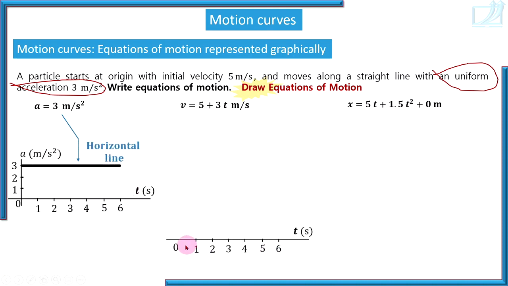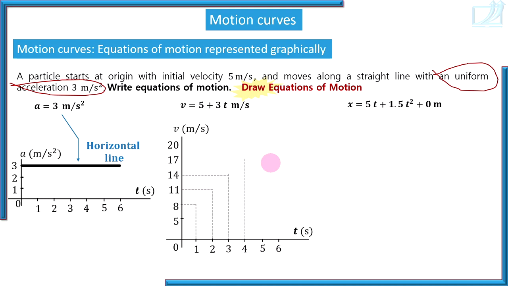Now when we take time along the x-axis and velocity along the y-axis, it is the v-t graph, velocity time diagram. This equation is a straight line. y equal to mx plus c. It's the standard equation of a straight line. So at t equal to 0, what is velocity? 5 meters per second. Initial velocity it is. At t equal to 1 second, velocity is 8 meters per second. At t equal to 2 seconds, velocity is 11 meters per second.